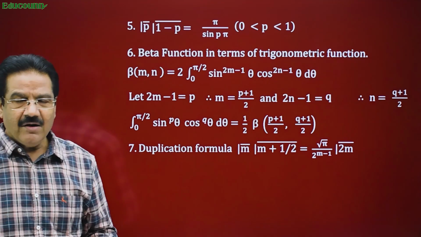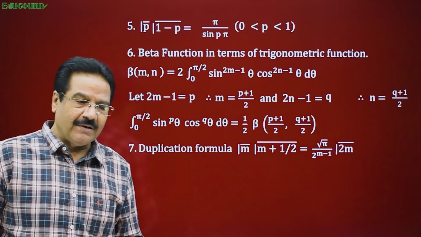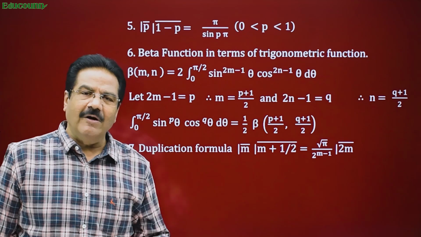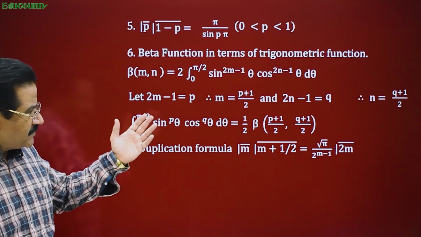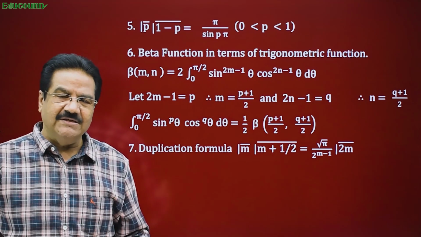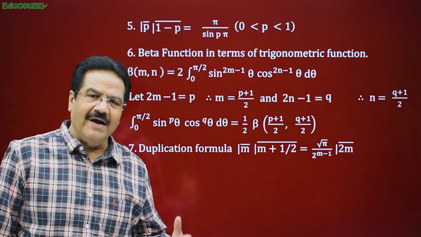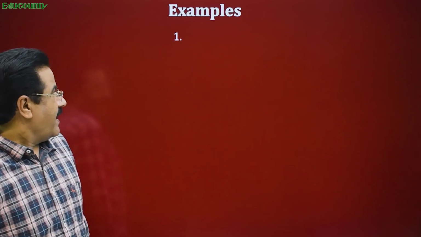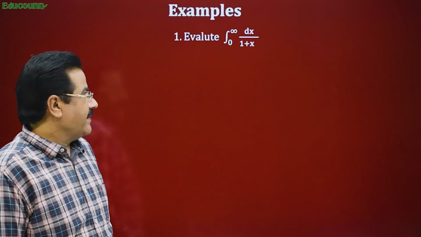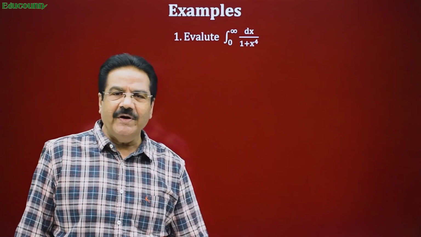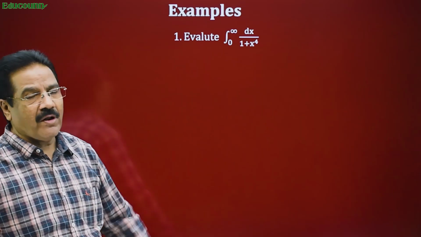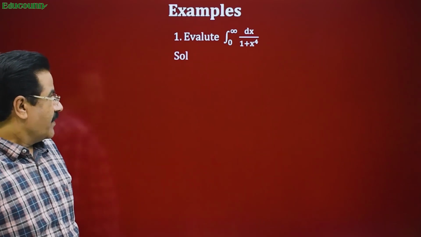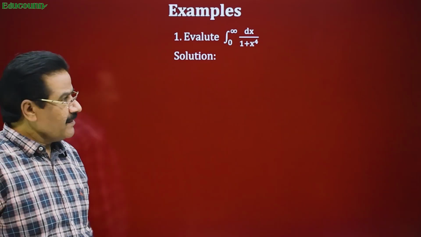So we have studied the properties of the beta function. Most of the properties we require while solving examples. How these properties can be used, we will see in the form of different examples. Let us take examples. Example number 1: evaluate the integration from 0 to infinity dx upon 1 plus x raised to 4. So here let us take the solution.